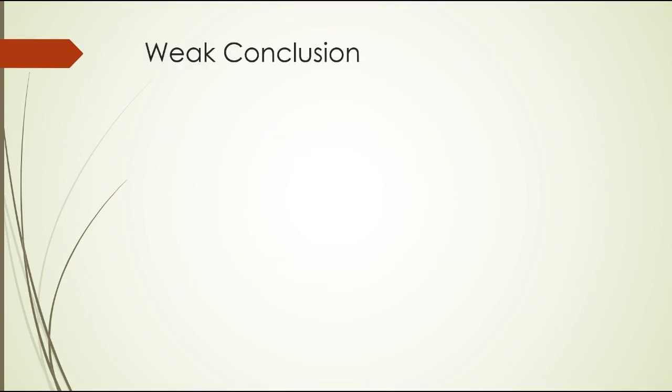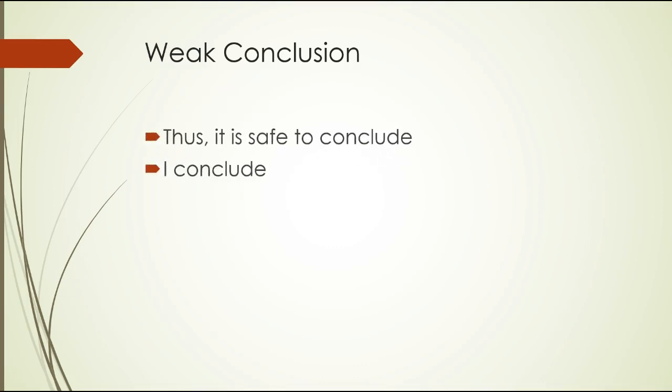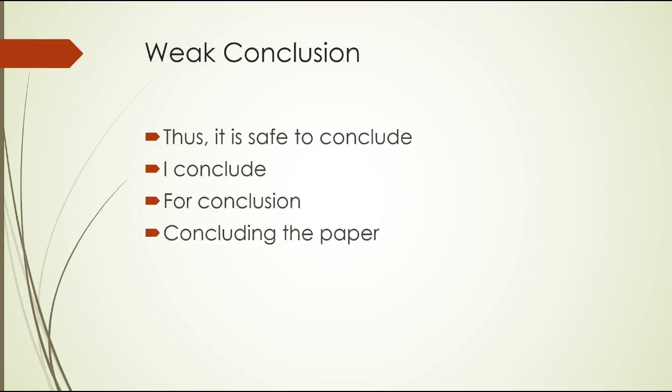Some examples of weak conclusions are, thus, it is safe to conclude, I conclude, or conclusion, concluding the paper. Avoid making announcements and using first-person speech. Conclude by making observations and by summarizing and re-emphasizing the main point.